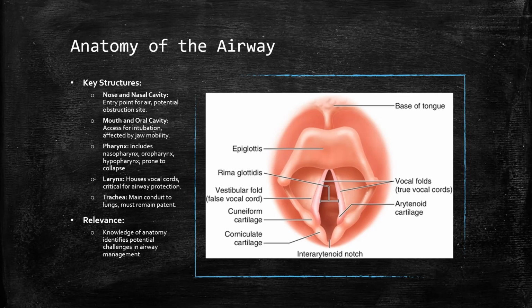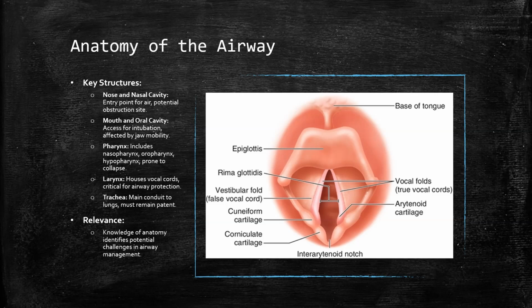The pharynx, split into the nasopharynx, oropharynx, and hypopharynx, is a common trouble spot. It can collapse, especially in unconscious patients. The larynx, home to the vocal cords, protects the airway, but swelling here can complicate things. Finally, the trachea is the highway to the lungs. It has to stay open.